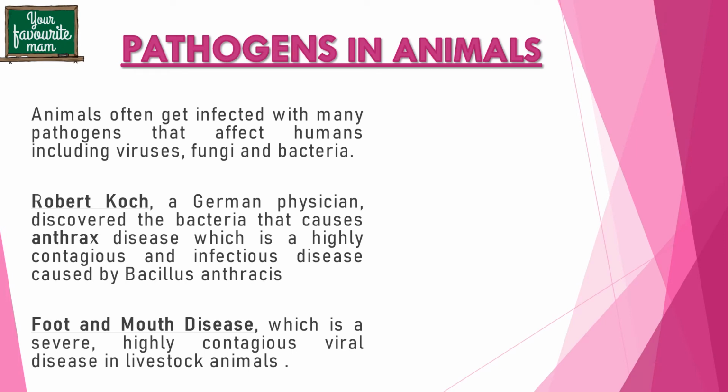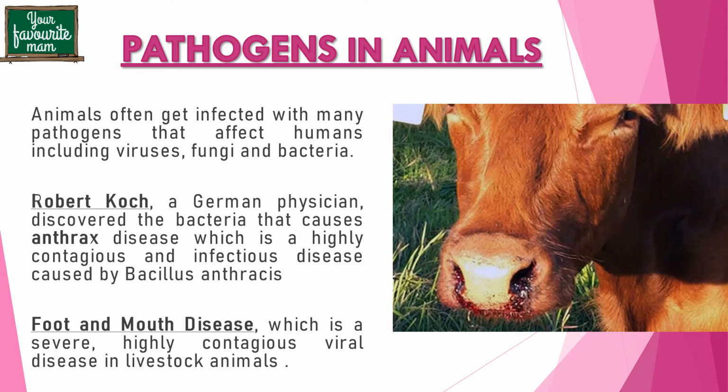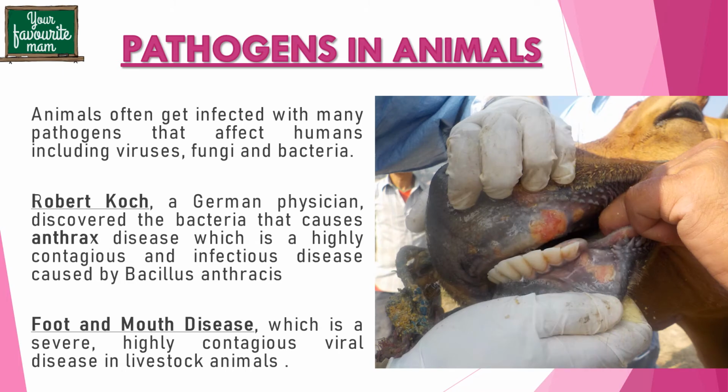So like humans, animals often get infected with many pathogens like viruses and bacteria. One such bacteria, called Bacillus anthracis, was discovered by Mr. Robert Koch, who was a German physician. He discovered the bacteria that causes anthrax disease, which is a highly contagious and infectious disease. Another example is foot and mouth disease, which is a severe, highly contagious viral disease in livestock animals.